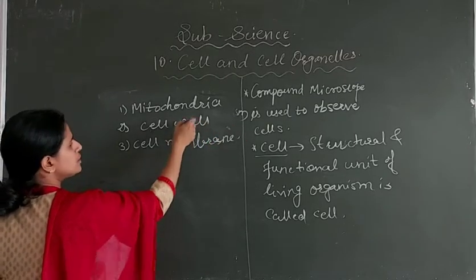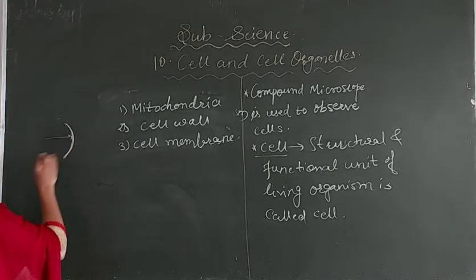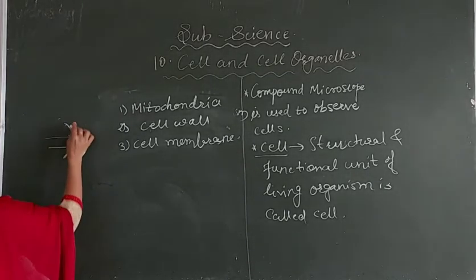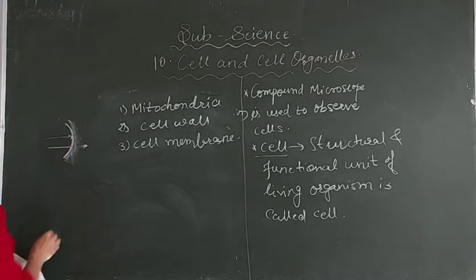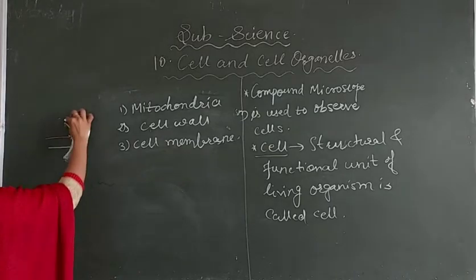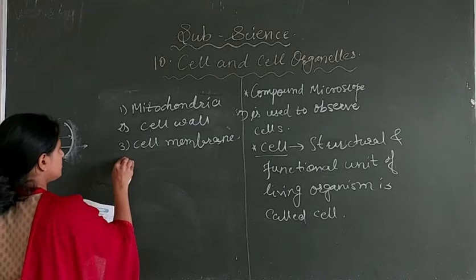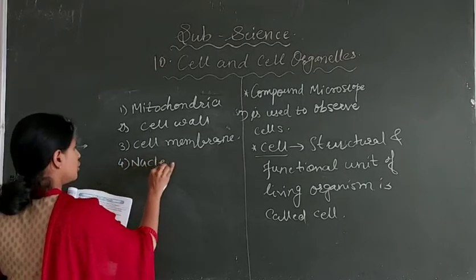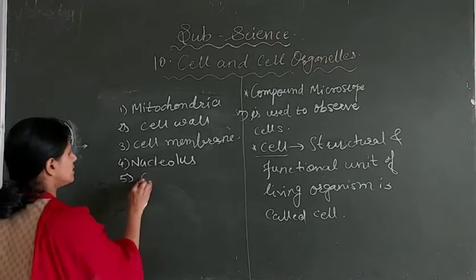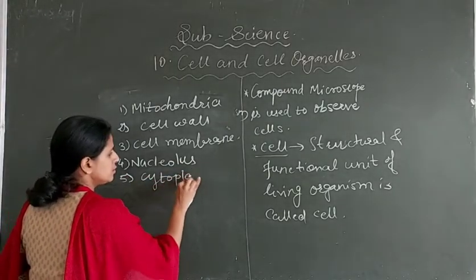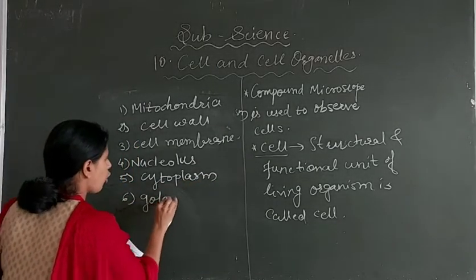Now what is the difference between the cell wall and the cell membrane? The cell wall is this one, and the cell membrane is inside, like this. That is the cell membrane. This wall is the cell wall and this is the cell membrane. Then the next one is nucleus. Nucleolus. Fifth one is cytoplasm. And the last, sixth one is Golgi complex.